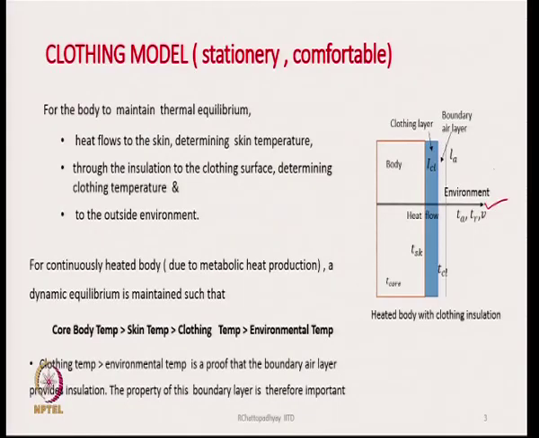The clothing temperature being greater than the environmental temperature is proof that the boundary air layer provides some insulation. The point is, why is the clothing temperature more than the environmental temperature? That means the very adjacent boundary layer of air next to the clothing is also helping to improve the overall insulation value of the clothing. The property of this boundary layer is therefore important for us, and that is what we are going to now discuss further.